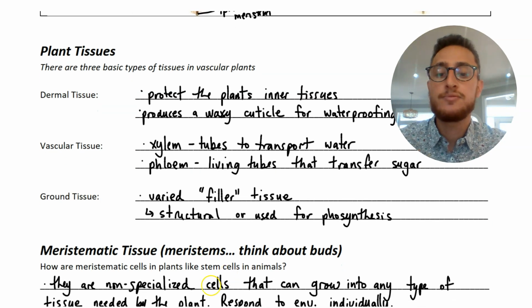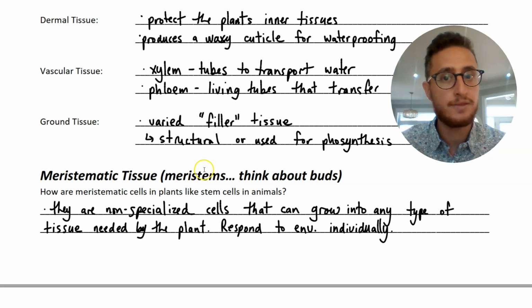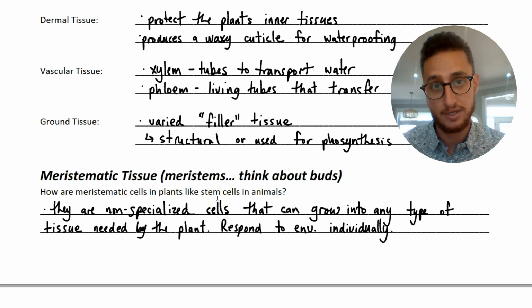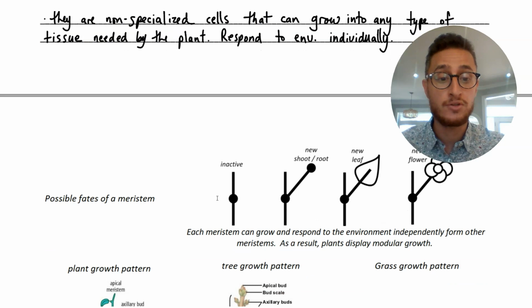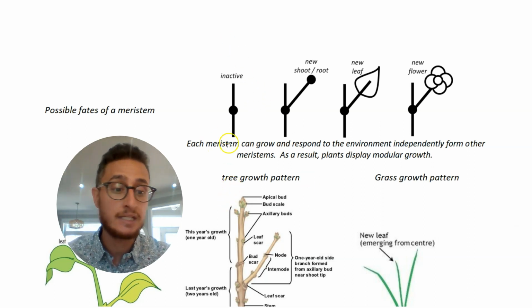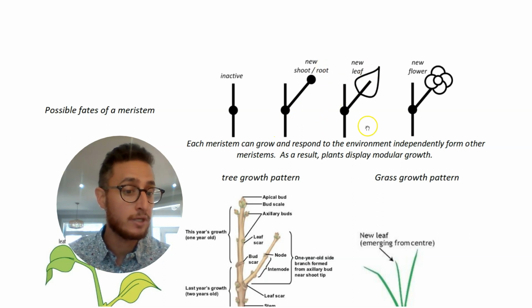And so the last type of tissue that's very much worth mentioning again is meristematic tissue, meristems. When I think of a meristem, I think about buds, and these are just the growing tips. They're non-specialized cells that are going to be able to grow into whatever the plant wants. And so there's a nice little review diagram for you of all the different things that a meristem might grow into. They can stay inactive if conditions are not right for them to grow. They can grow new shoots, new roots, leaves, or flowers.